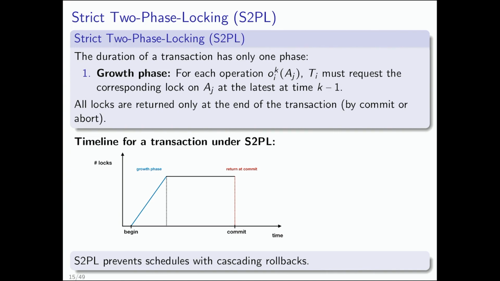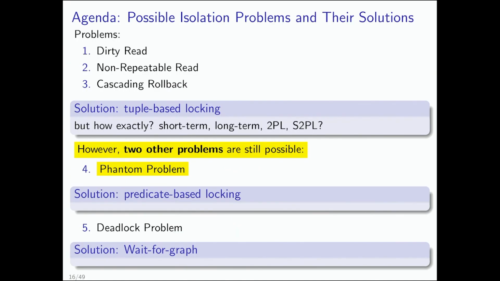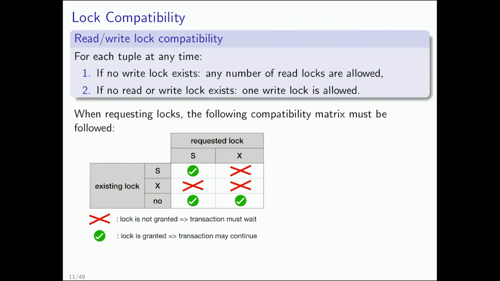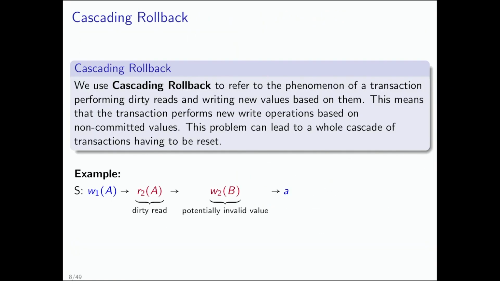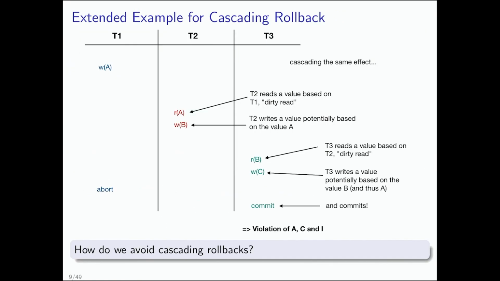That is the idea of strict two-phase locking. And the interesting thing is that this avoids cascading rollbacks. Why does it avoid cascading rollbacks? Do you have a slide for that? Maybe I can show it here. Let's look a little bit back at cascading rollbacks. Does anyone see why it would avoid cascading rollbacks under strict 2PL?